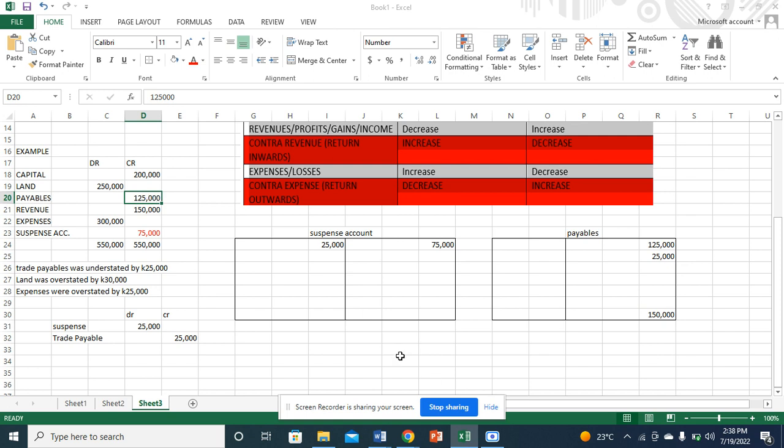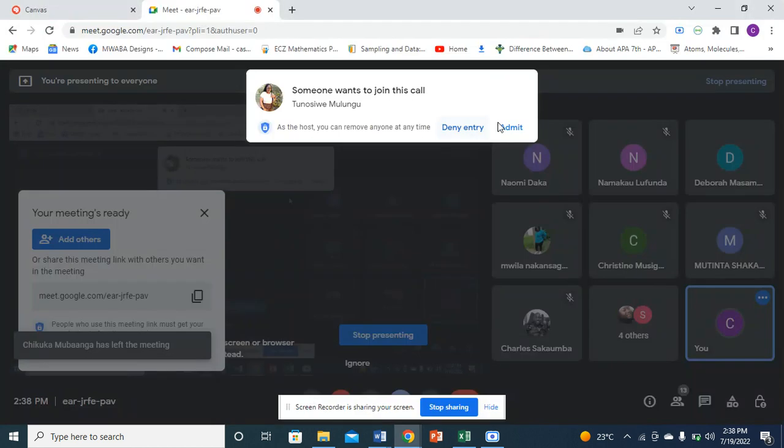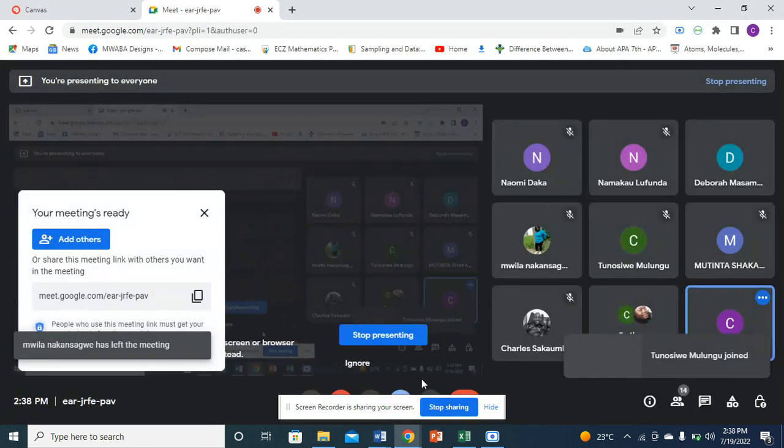All right. The next, it tells us land was overstated by 30,000. What type of account is land?